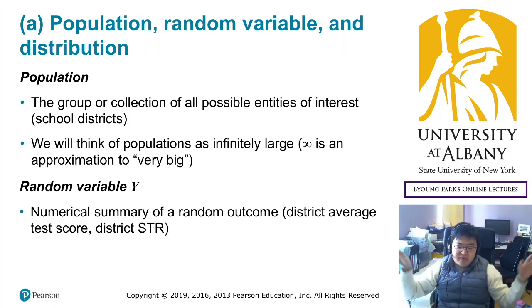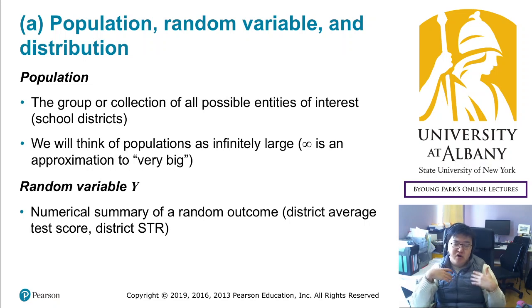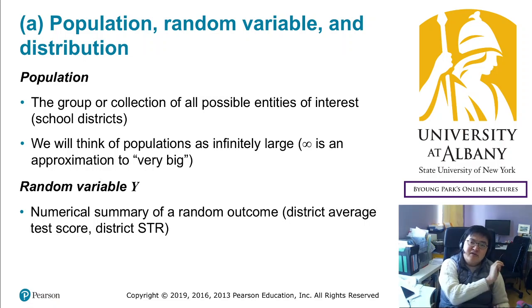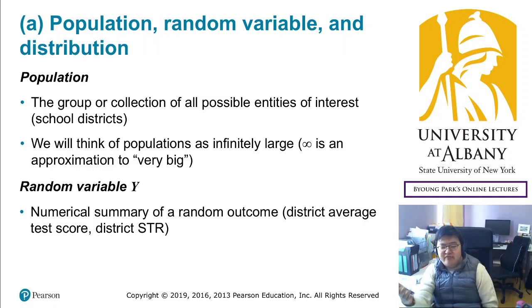So you have to imagine this. There are an infinite number of school districts you are interested in, and you choose one of them at random. You choose one school district and observe its average test score and its student teacher ratio. So these two are random variables. Those two outcomes are random because if you choose a different school district, you are going to observe a different outcome. That's how it works.